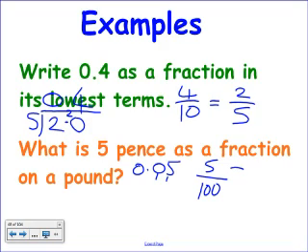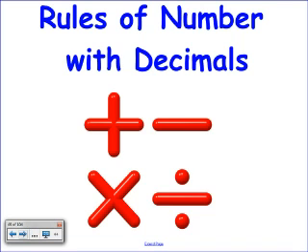Do I leave it at that? No. What can I do? Simplify. So what goes into both of them? 5. How many times does 5 go into 5? Once. How many times does it go into 100? 20. Brilliant. Absolutely. And that's it, really.